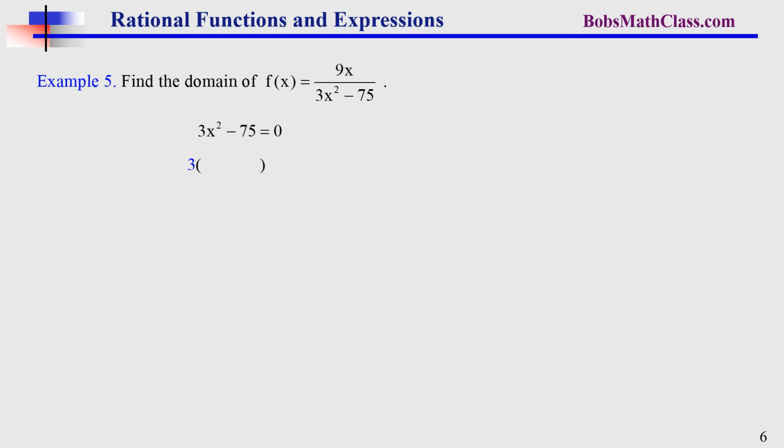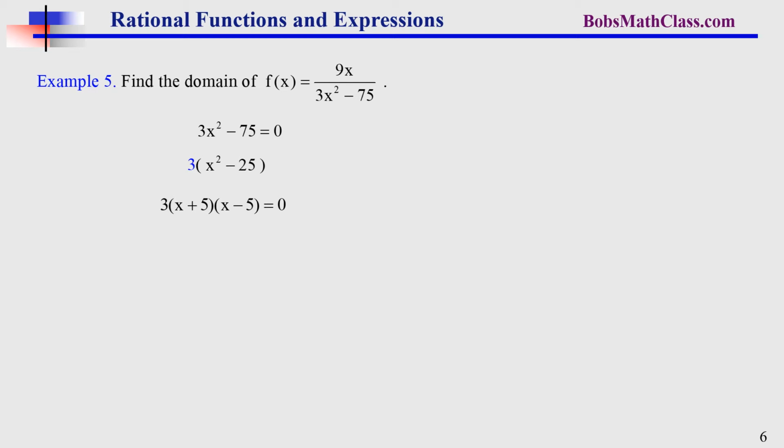Divide both terms by 3. That gives you x squared minus 25. That's a difference of 2 squares. A squared minus b squared factors to a minus b times a plus b. So this will factor too. x plus 5 times x minus 5. The order doesn't matter.